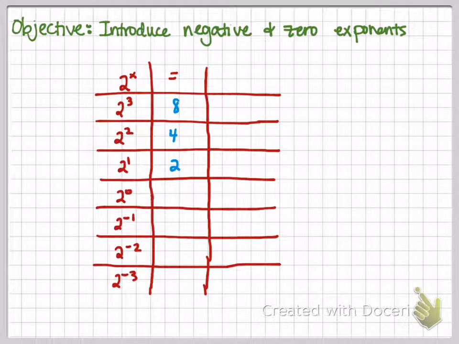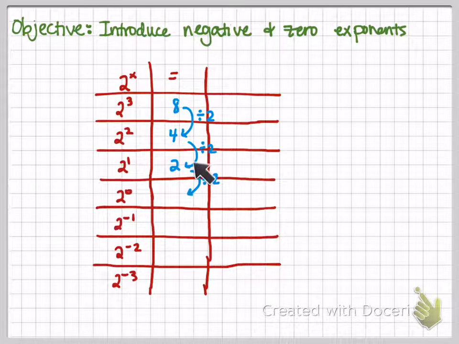What I want you to notice in this table is that to get from 2 to the third, which is 8, to 2 squared, which is 4, I'm dividing by 2. 8 divided by 2 is 4, and I do that again to go down. So 4 divided by 2 is 2. I'm going to add that in, and that's going to help us build the rest of this table with the zero and negative exponents that we're not comfortable with yet, that we don't know anything about.